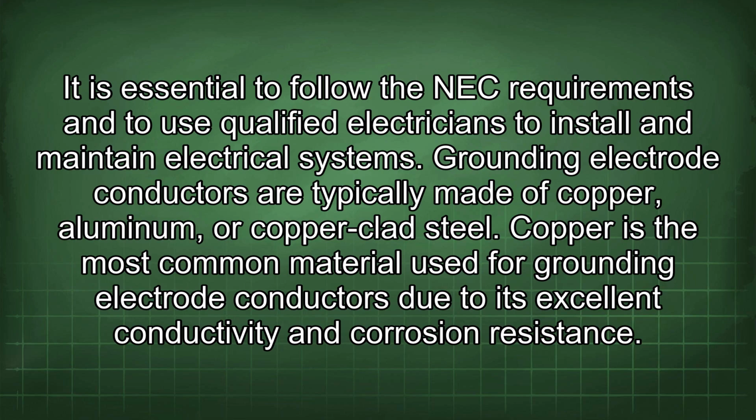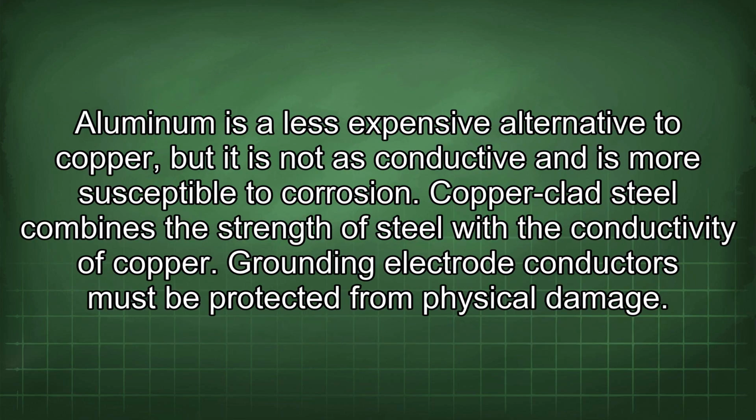Grounding electrode conductors are typically made of copper, aluminum, or copper-clad steel. Copper is the most common material used for grounding electrode conductors due to its excellent conductivity and corrosion resistance. Aluminum is a less expensive alternative to copper, but it is not as conductive and is more susceptible to corrosion. Copper-clad steel combines the strength of steel with the conductivity of copper.